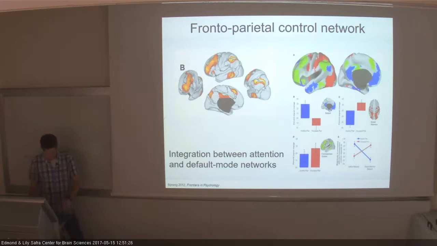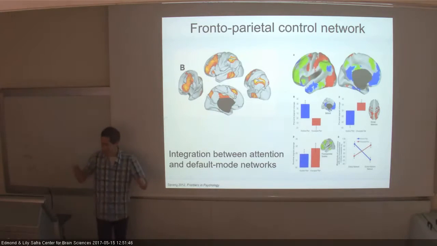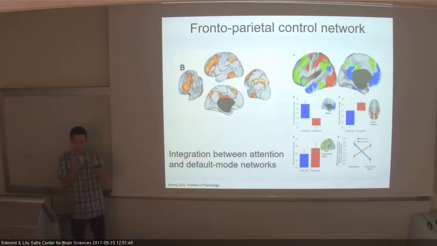Okay, just the last, well, we are a bit late, so there's just the last network, the frontal-parietal control network. There is less evidence showing what exactly it does, but we do know that it seems to be involved in integrating. It's situated exactly in the middle between the regions of the default mode and the dorsal attention. Seems to be involved in integrating between these two systems.